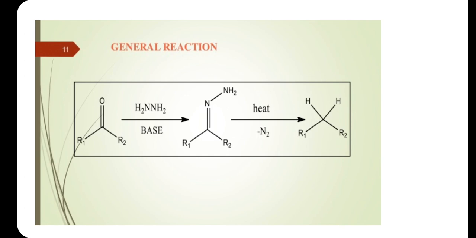This is the general formation of the Wolff-Kishner reduction. The carbonyl compound, when treated with hydrazine and base under thermal conditions, liberates an N2 molecule and gives an alkane.